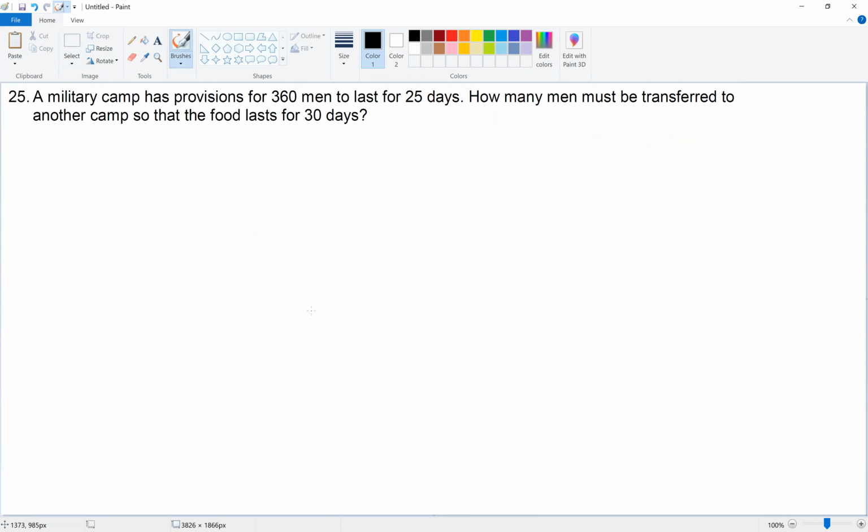A military camp has provisions for 360 men to last for 25 days. How many men must be transferred to another camp so that the food lasts for 30 days? What is the question? Days or men? Men. So I'm going to write 360 and 25, and the days on the other side, you write 30.